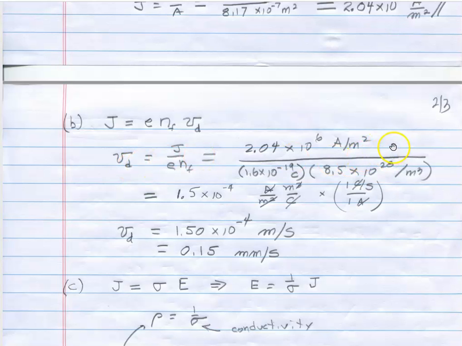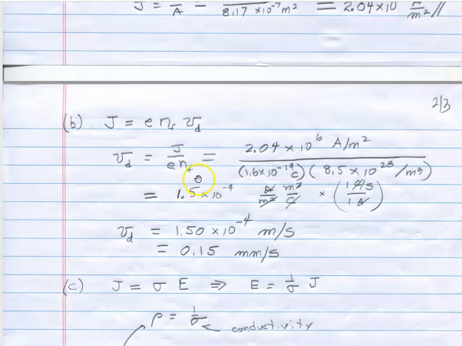We just found the current density. The magnitude of the charge on the electron is 1.6 times 10 to the minus 19th coulombs. And the number density that was given to us in the statement of the problem above is 8.5 times 10 to the 28 electrons per cubic meter, but it's just a number per cubic meter.